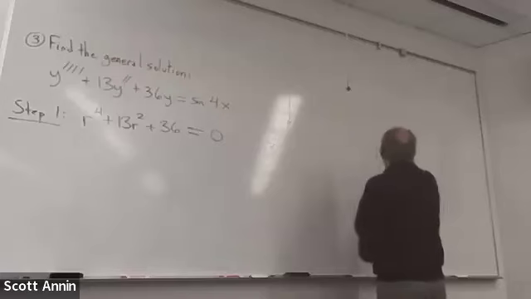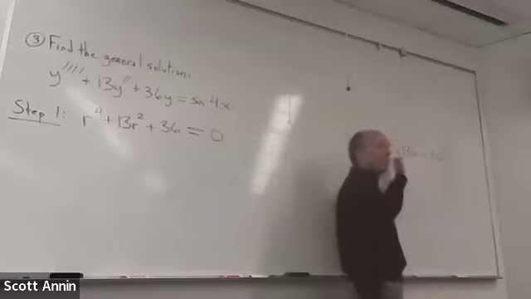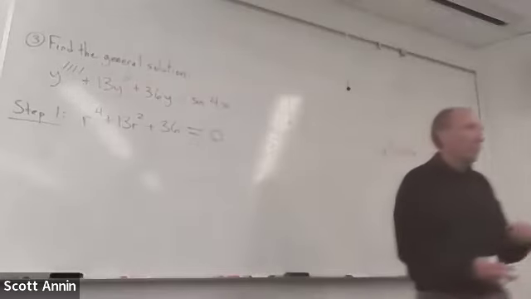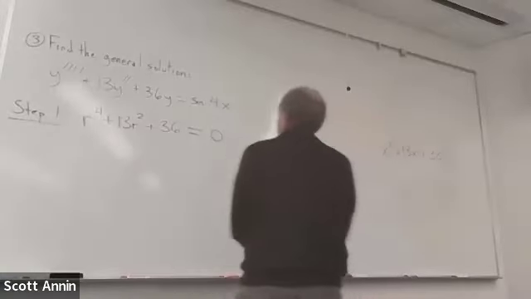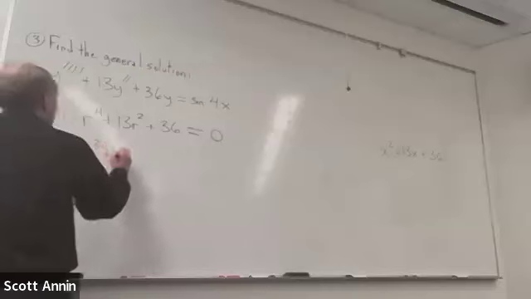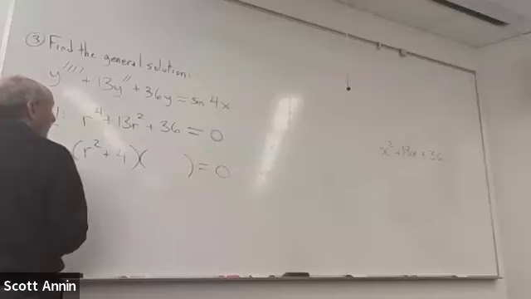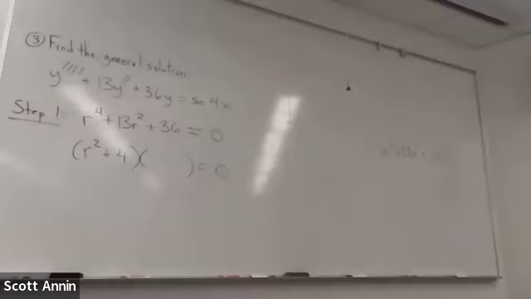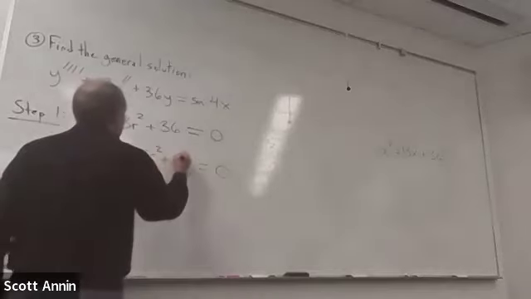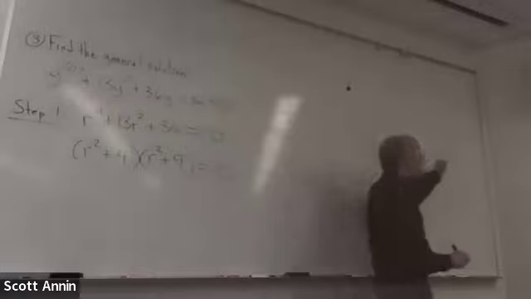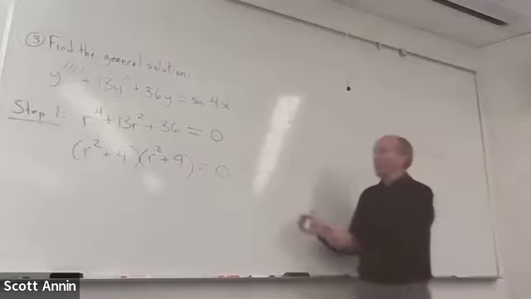You know, the 13 and the 36 are really nice. Is there something I can do? You see it? Group it with r squared plus 4. R squared plus 4. Somebody want to help him? Jason? R squared plus 9. R squared plus 9, exactly. See, the trick is that 4 times 9 is 36, and 4 plus 9 is 13. And so this actually works out really nicely.